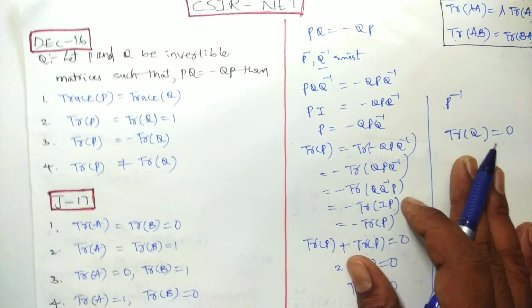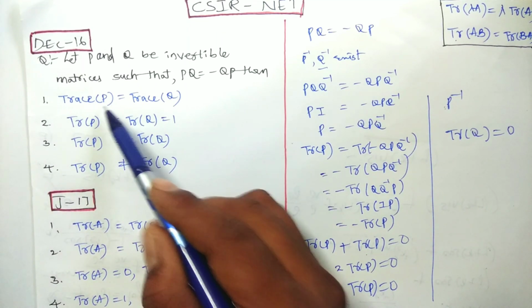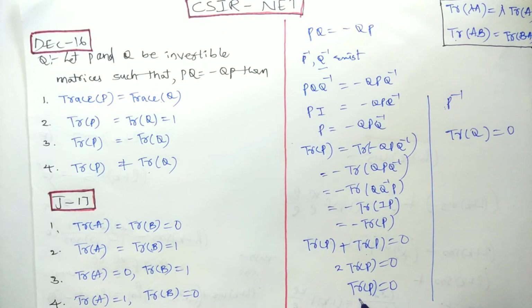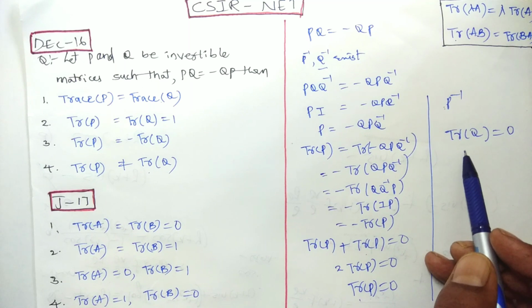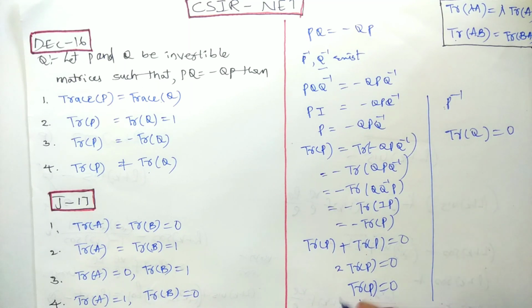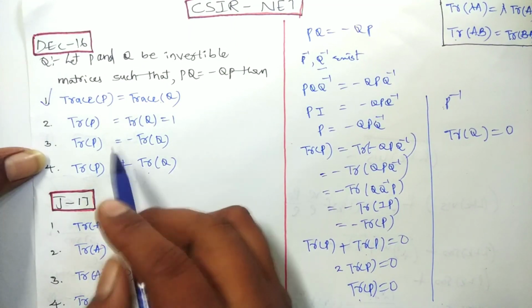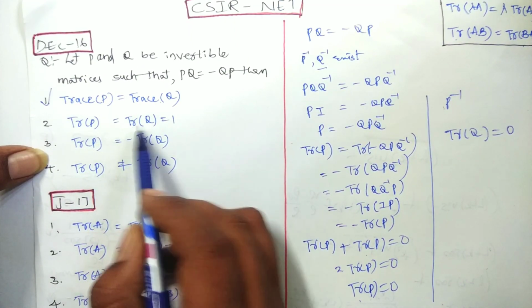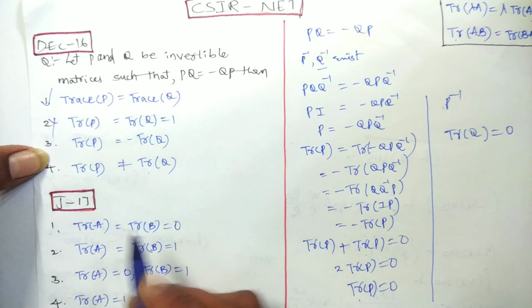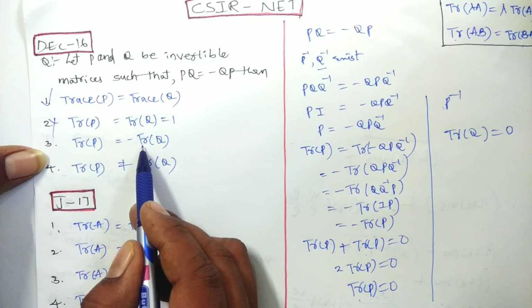From this, see your options here. What is given? Trace of P equals trace of Q. Observe, trace of P value is 0 and trace of Q value is also 0. So from this, both are equal, so the first one is correct. Next, the second one: trace of P equals trace of Q equals 1. It is wrong. Next, trace of P equals minus trace of Q.